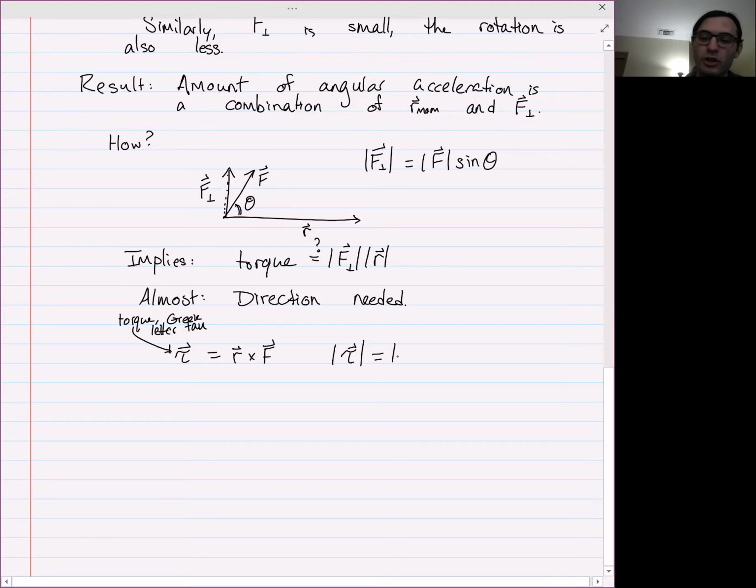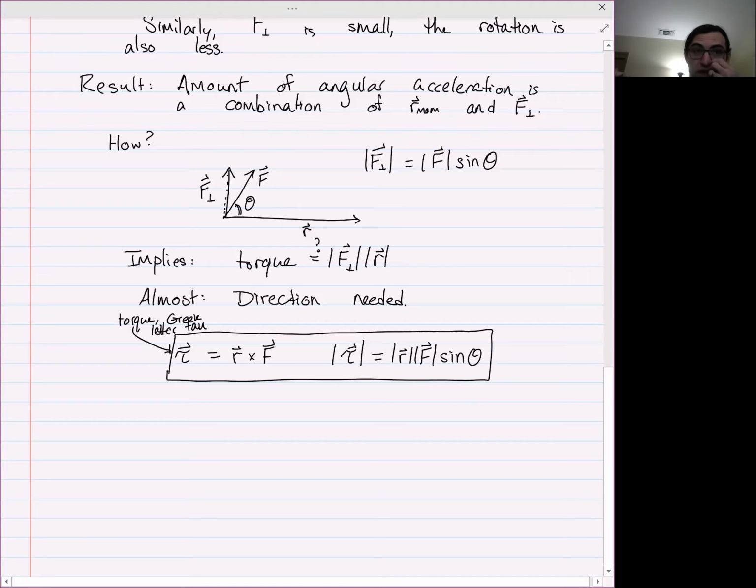So the magnitude of the torque, you'll remember, is the magnitude of a cross product, which is the product of the magnitudes times the angle between them. And this is just the magnitude of f perp. So you can see that the cross product gives us precisely what we want. It gives us f perp times r in magnitude, and then the direction is determined by the right-hand rule. So these are the standard definitions of torque, and you can see that it involves both the location of where the force is applied, and how much force is applied and in what direction.